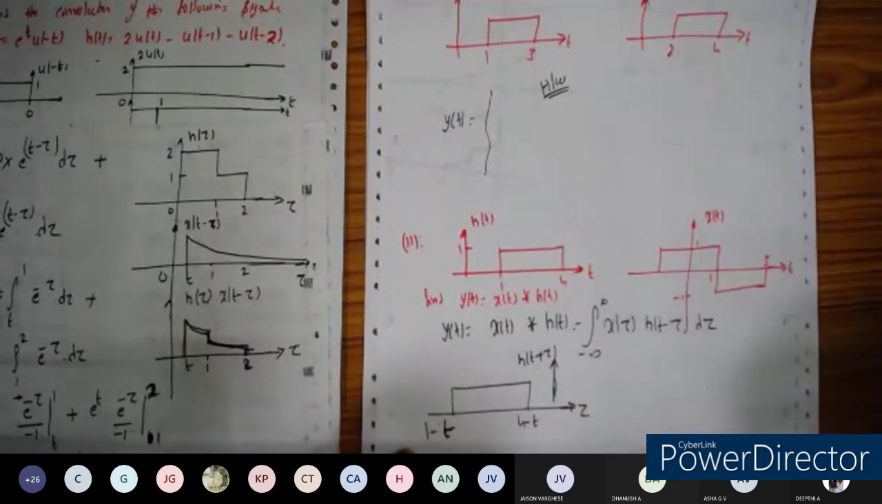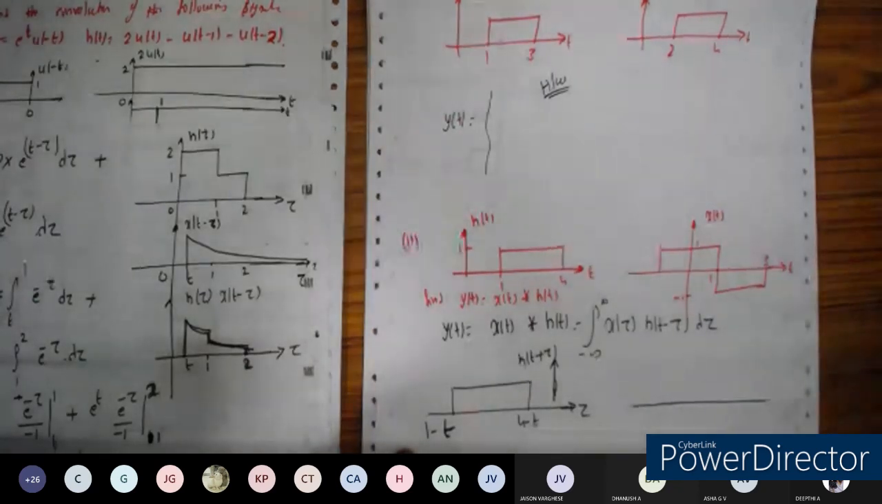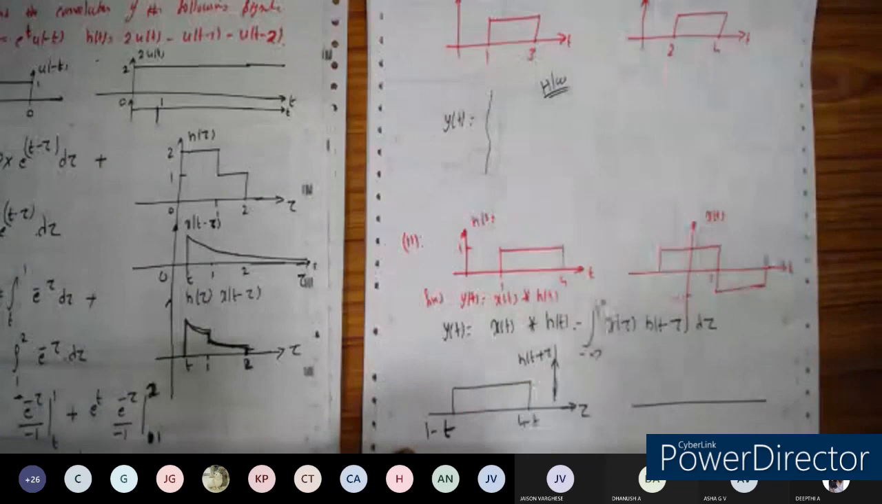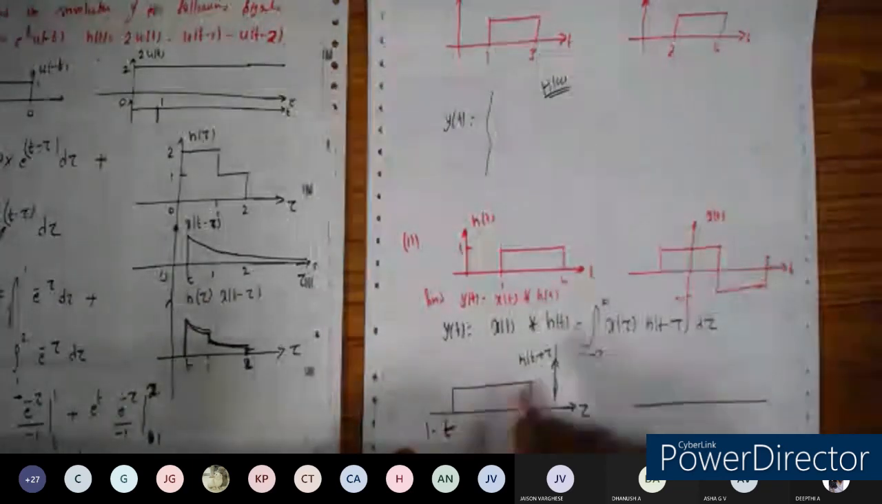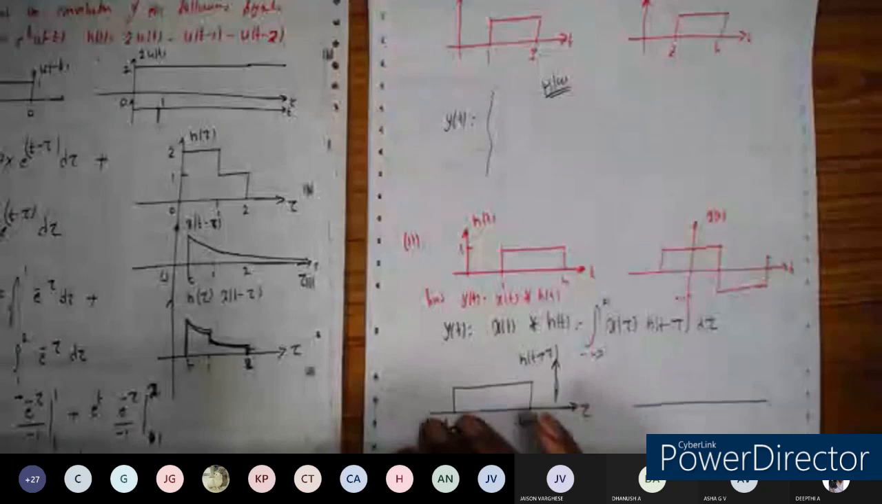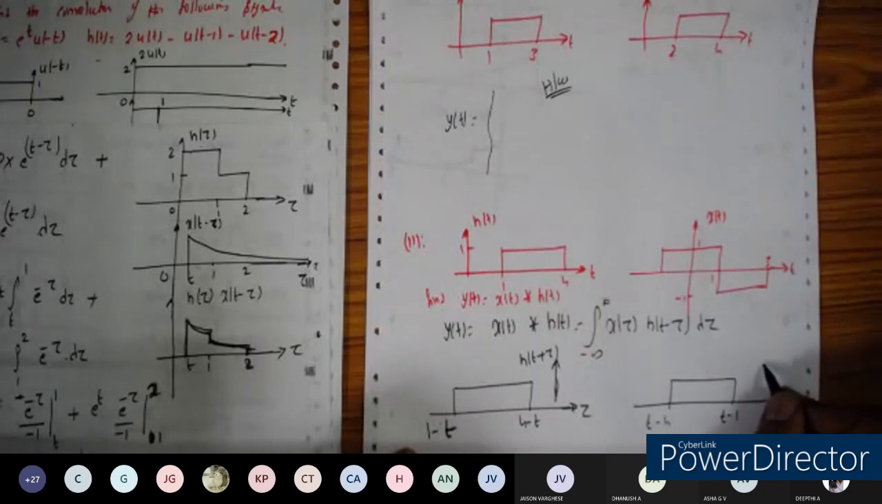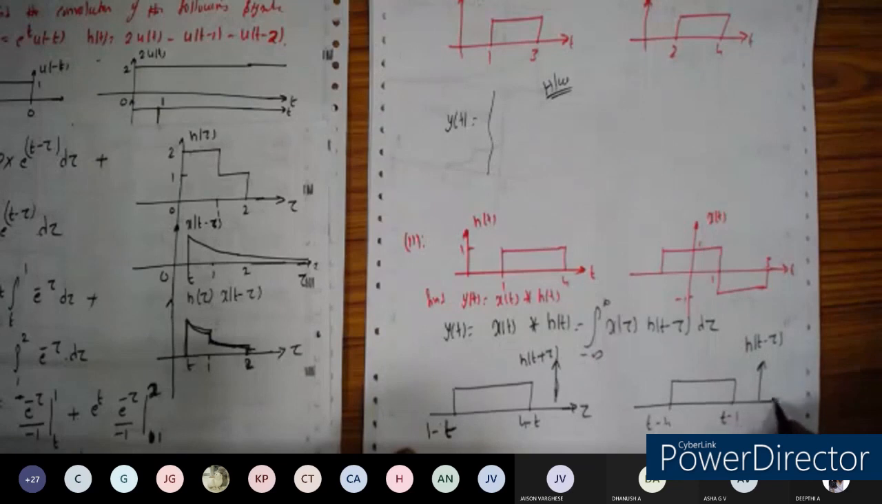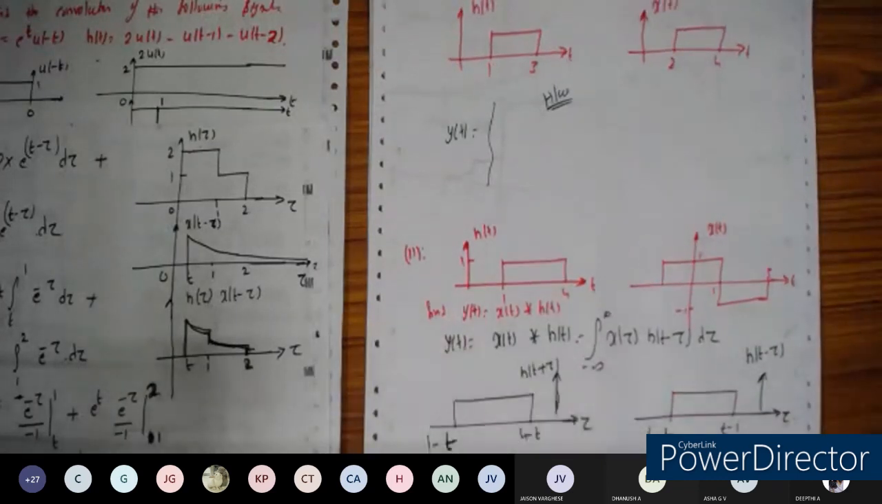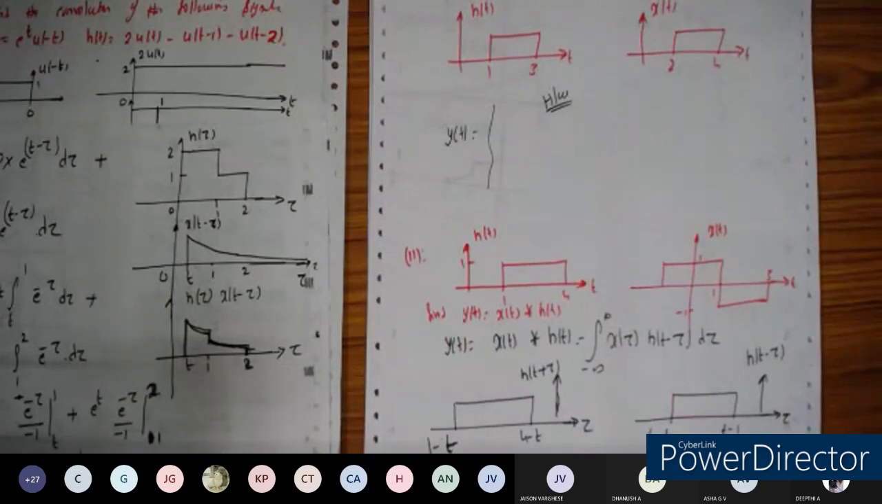Next, let me take the reflection. When you take the reflection, this will go to that side. So minus t minus 1 will give t minus 1. When we take the reflection, this becomes t minus 4, and this becomes t minus 1. So this signal I can represent as h of t minus tau, on the tau axis. So t minus 4 will go to that side, t minus 1. Done.